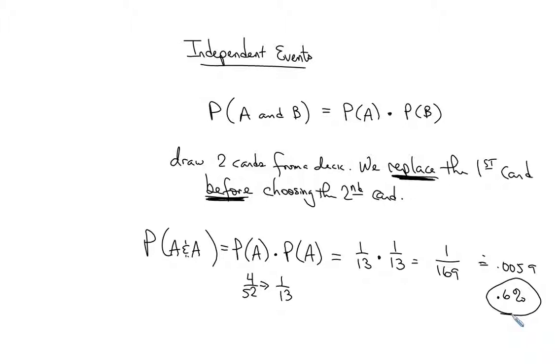A lot of times what it comes down to is the words with replacement or without replacement. With replacement means independent, because you're resetting the system back to where it was to begin with. Dependent means you're not resetting the system, and so now the probabilities of the next events are going to be affected by the first event.